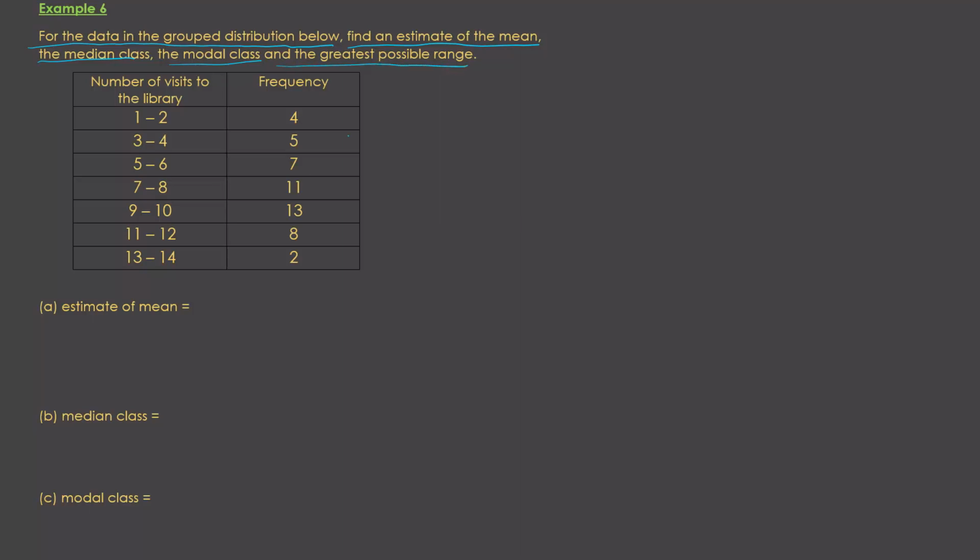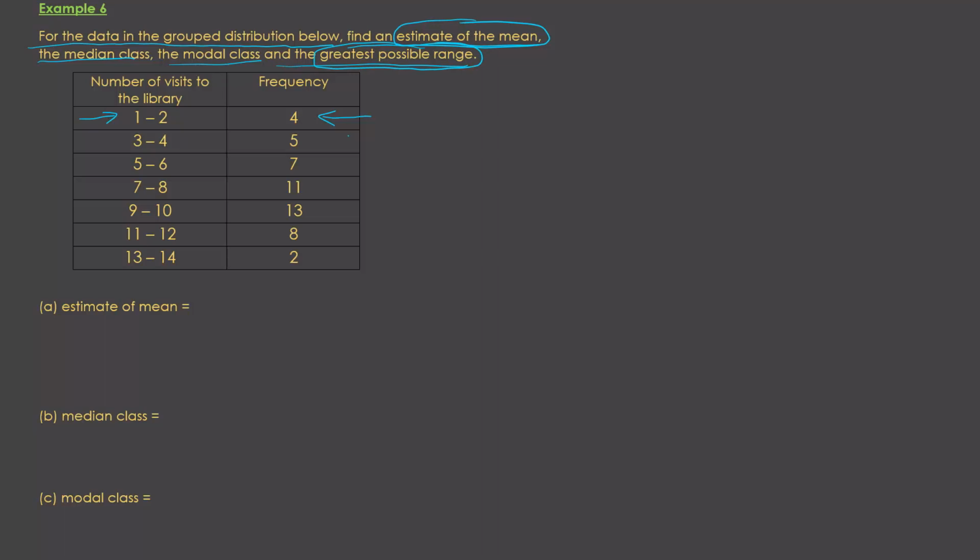Note that when we have a group distribution, we don't know exactly what the data is. So we know that there are 4 values that are either 1 or 2, but that could be 4 ones, 4 twos, 2 of each, or 3 of one and 1 of the other. We don't know. And that's why we have things like an estimate of the mean and the greatest possible range.